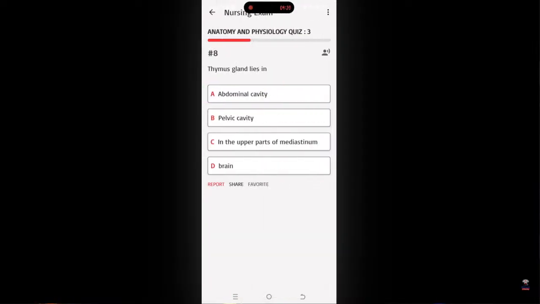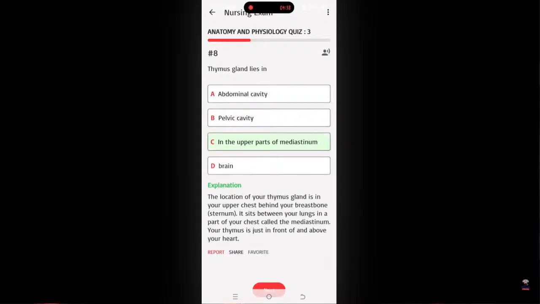Thymus gland lies in A. Abdominal cavity. B. Pelvic cavity. C. In the upper parts of mediastinum. D. Brain. Correct answer. The location of your thymus gland is in your upper chest behind your breastbone, sternum. It sits between your lungs in a part of your chest called the mediastinum. Your thymus is just in front of and above your heart.